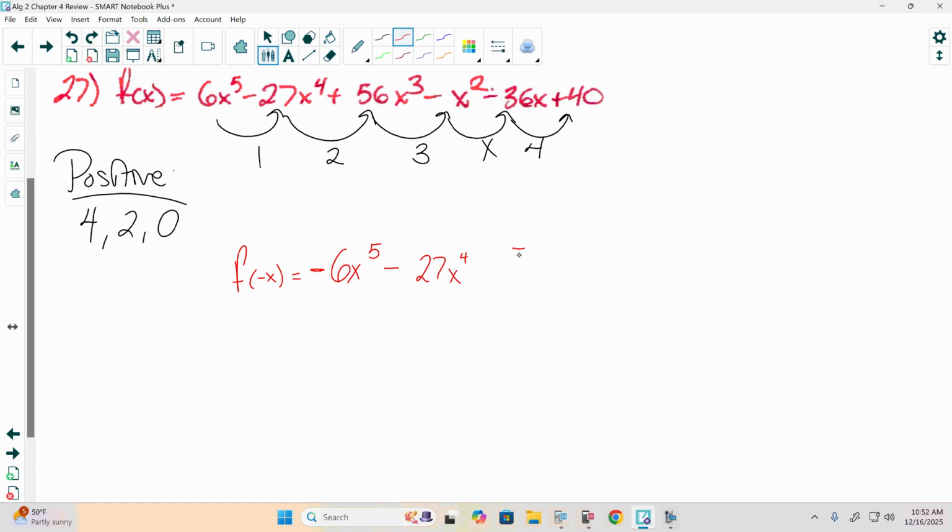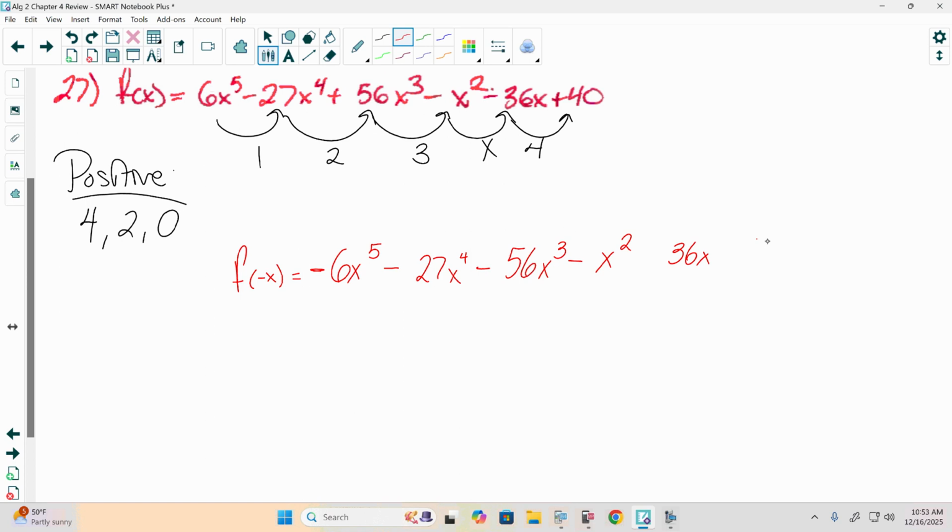Our next one is 56x cubed. Is that exponent odd or even? Odd, so the sign has to change. It was positive, it's now going to be negative. Our next term is x squared. Exponent even, so the sign stays. If the exponent's even, the sign stays the same. If the exponent's odd, we've got to change it.